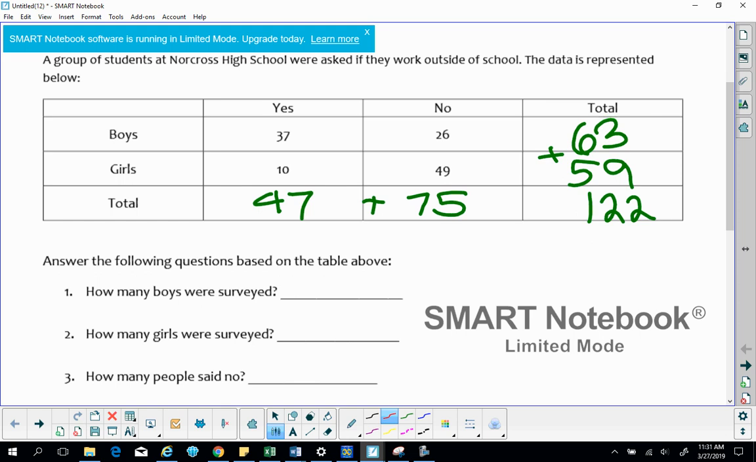How many boys were surveyed? 63. You got that. 63, how'd you get that? Look at where on your chart it says that. Total. That's total boys, right? Total boys is 63. Amaya, how many girls were surveyed? 59, beautiful. Hugo, how many people said no? 75.